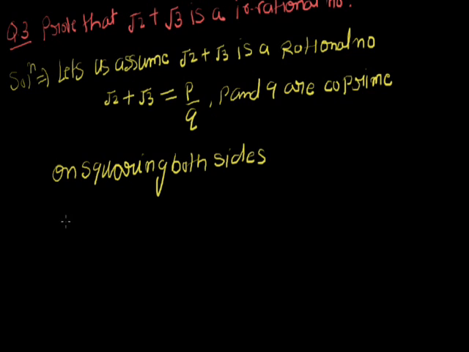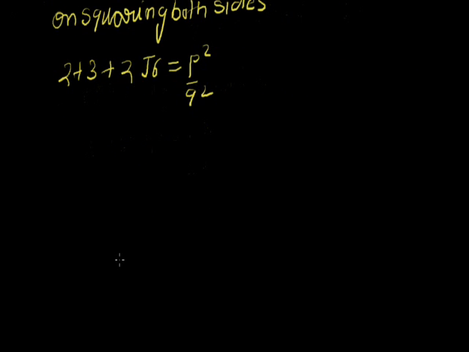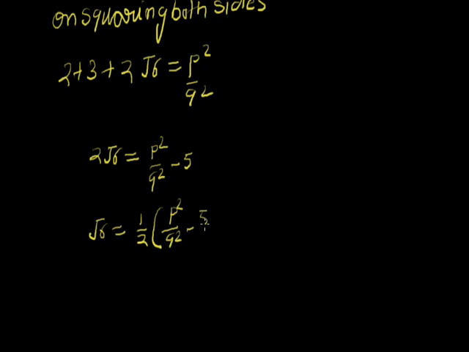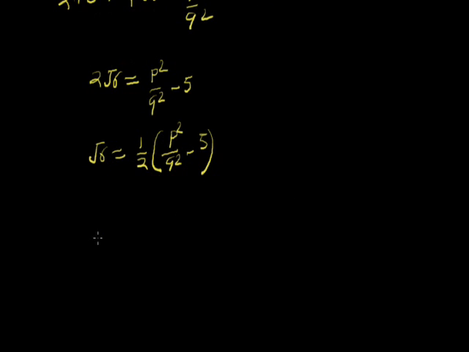I can write 2 plus 3 plus twice root 6 is equal to p square divided by q square. Now if I transfer the rational terms to the rational side and irrational to the irrational side, I can write twice root 6 as p square divided by q square minus 5. Now root 6 can be written as 1 by 2 times the bracket p square divided by q square minus 5.